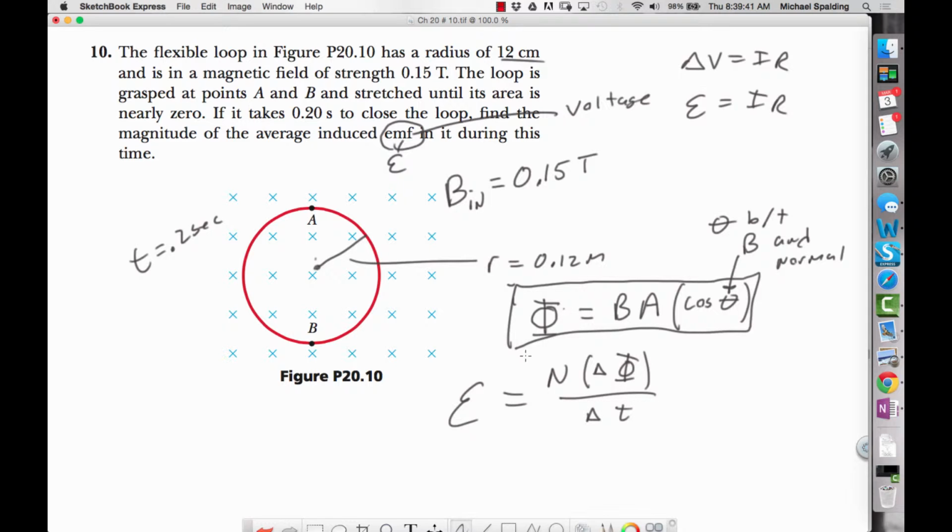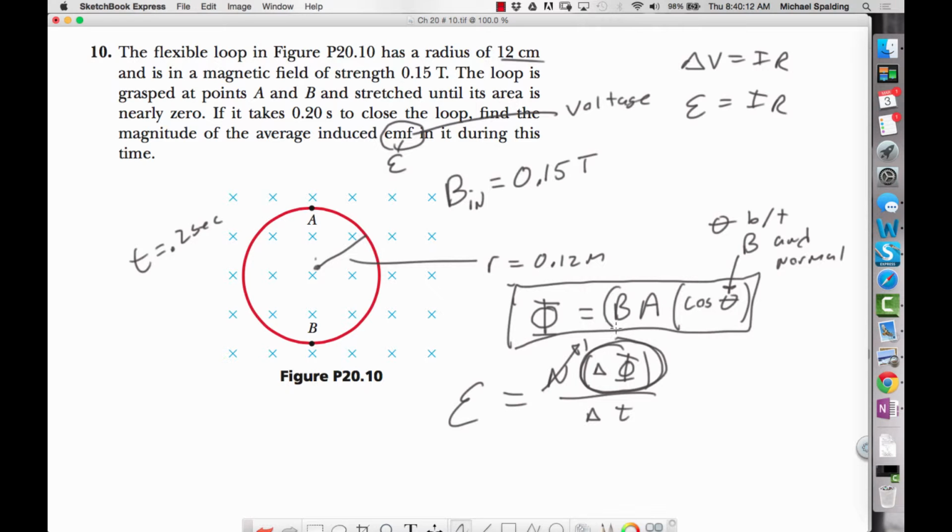Here's the equation. N is the number of loops. How many loops do we have here? Just one. Cross this out to 1. For a problem like this, they don't mention that it's a coil. There are no more loops behind it, so you can assume it's just one loop. Now you see right here, this is the change of flux.